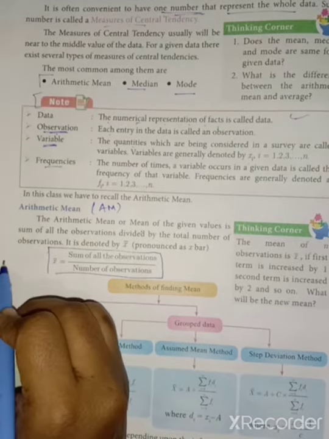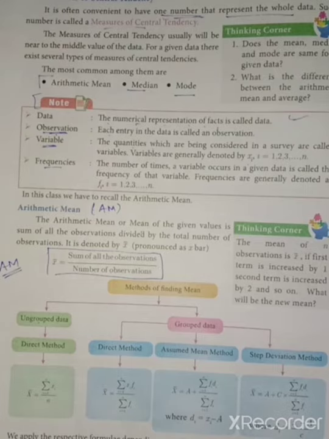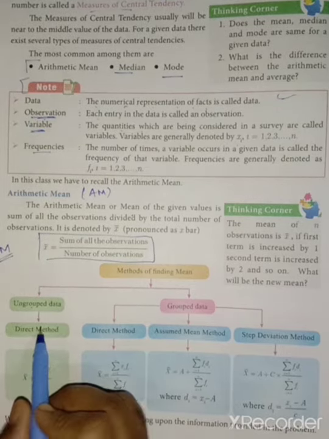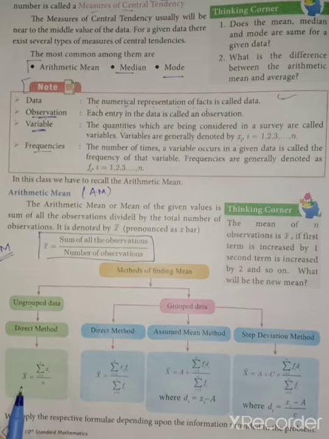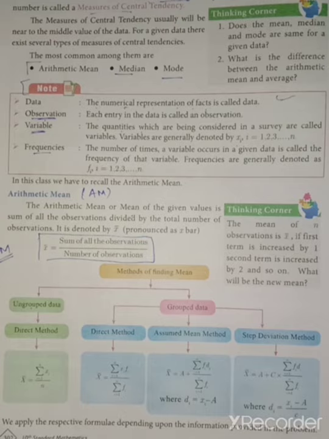So arithmetic mean, AM, x bar equals the sum of observations divided by the total number of observations. There are many methods of finding the mean. First of all, we want to check two methods: ungrouped data and grouped data. For ungrouped data, we use the direct method, x bar equals the sum of all observations divided by the number of observations.